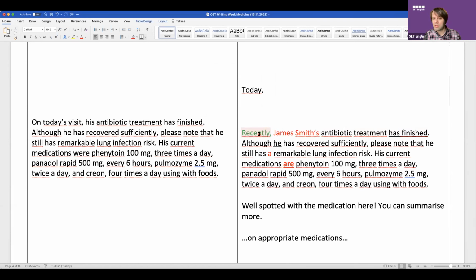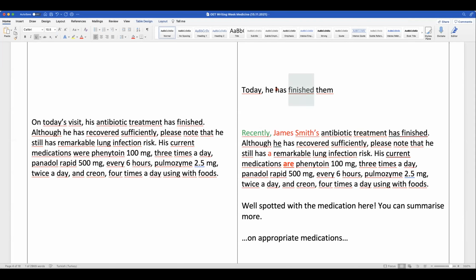Is that true? So I say he has finished, it means he finished them today. Is that true according to the case notes? No. So has finished means something that started in the recent past and is still true now, that he finished. Right, that's a state, isn't it? I know it's tricky, okay, with this today.